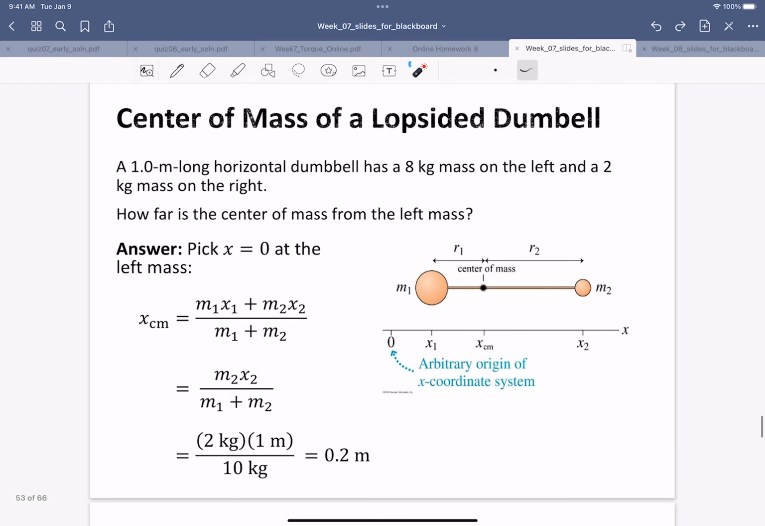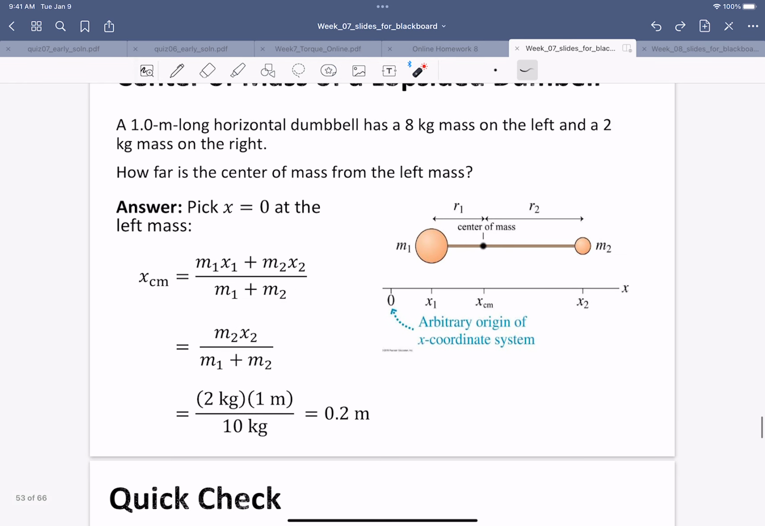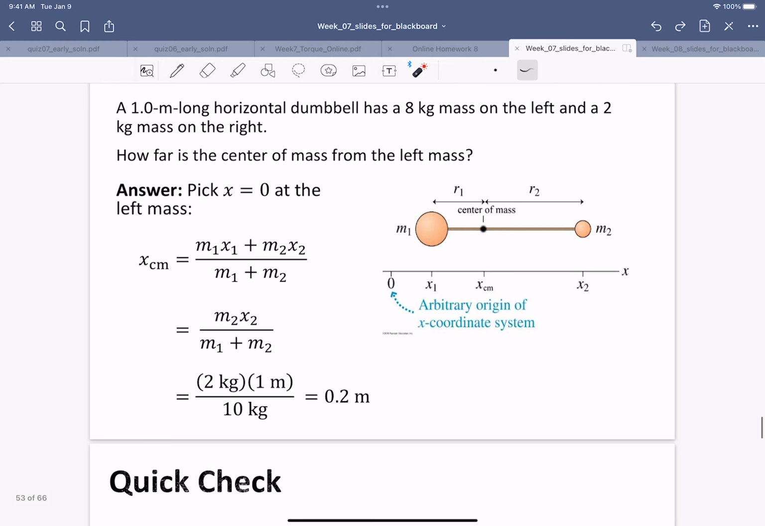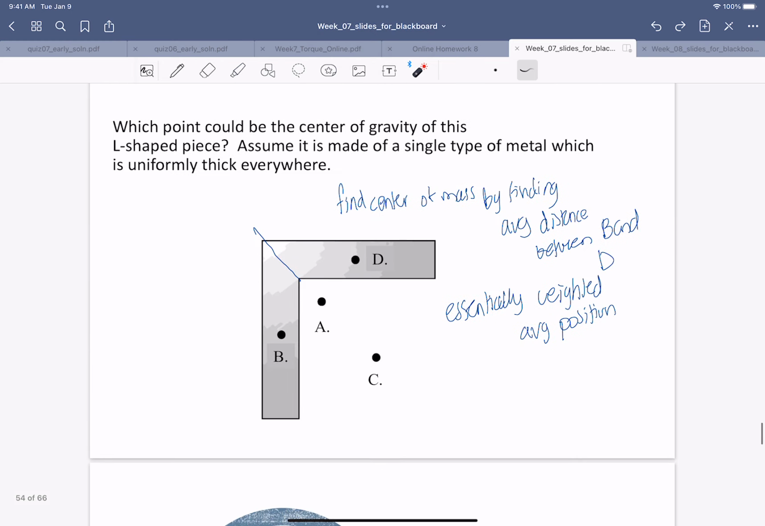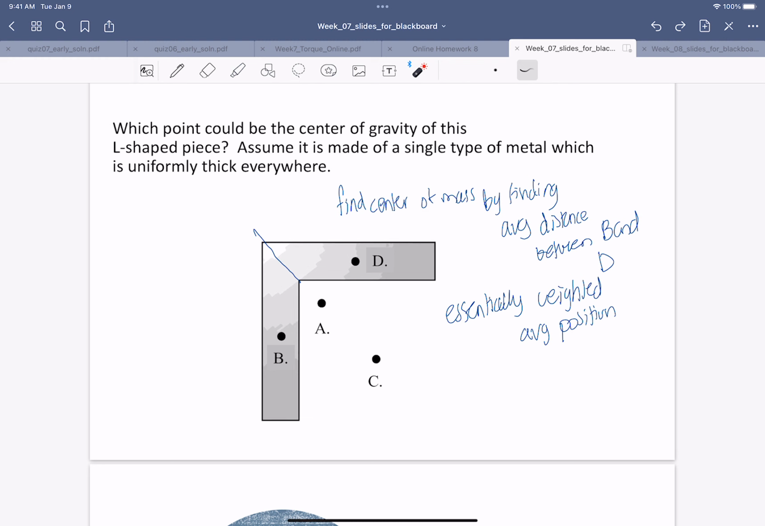Yeah, just because we're only interested in the x-axis. So the y-axis isn't relevant in this case.